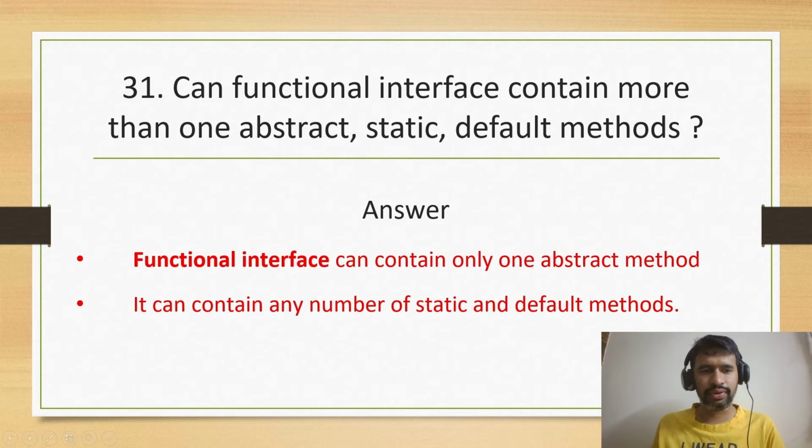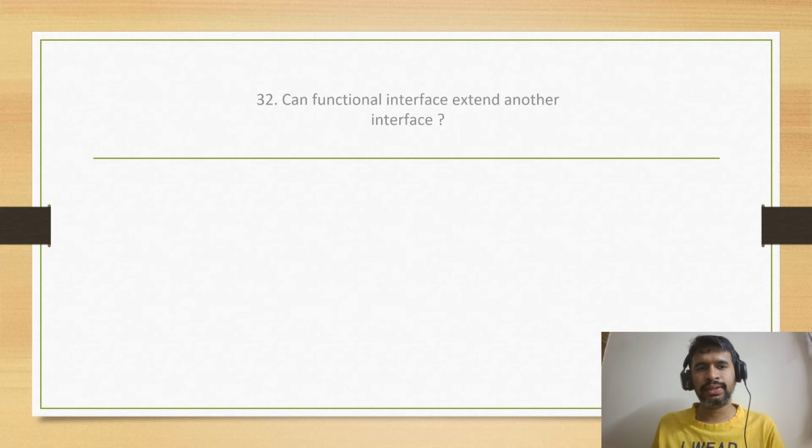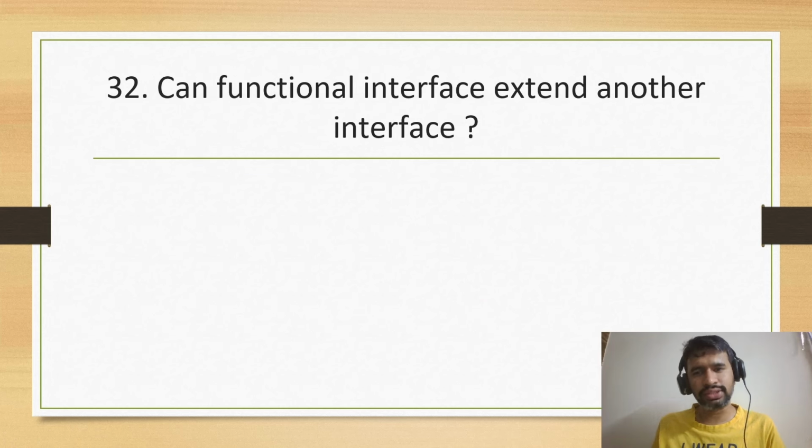So the answer we have already discussed. It can contain only one abstract method. It can contain any number of static and default methods. So the next question is, can a functional interface extend another interface? This is an interesting question. Normally we will not think about this because we do not use it in day-to-day coding.